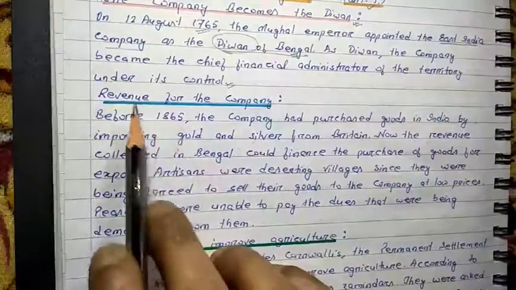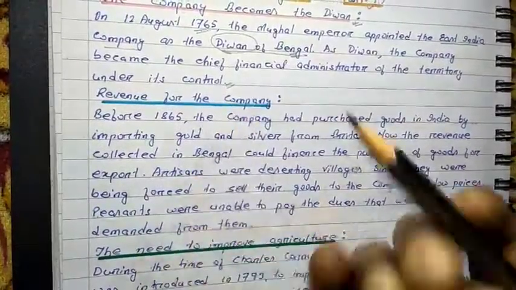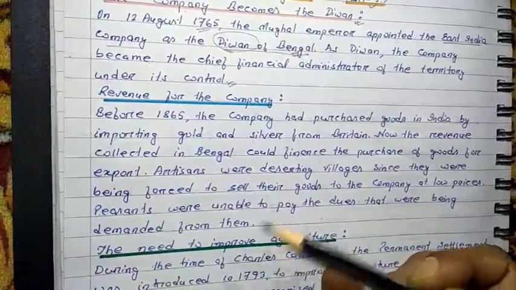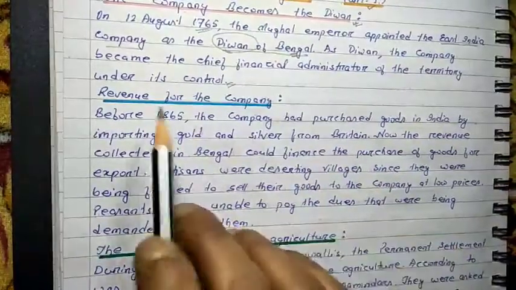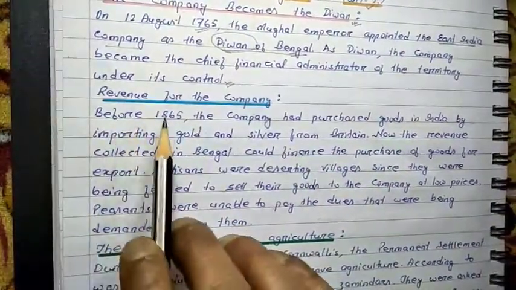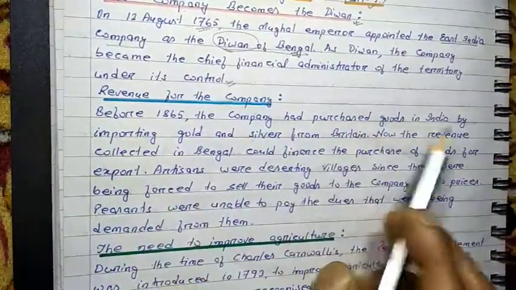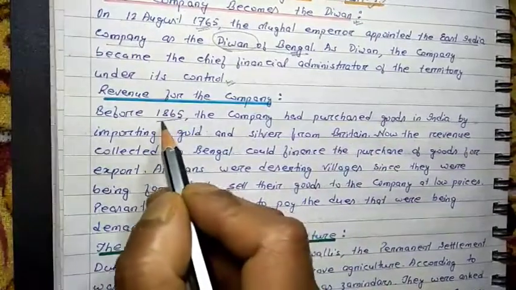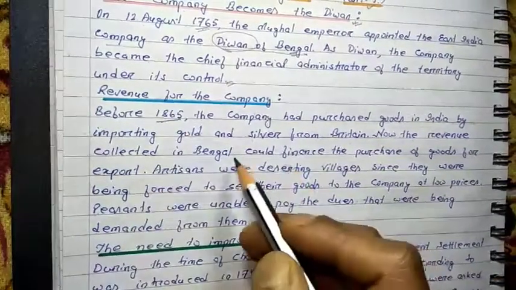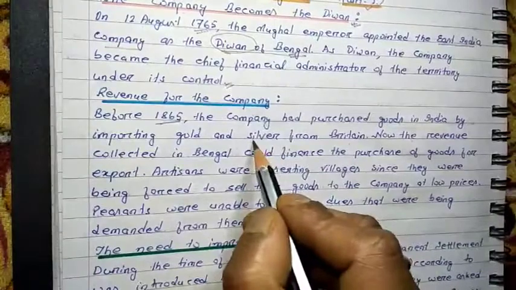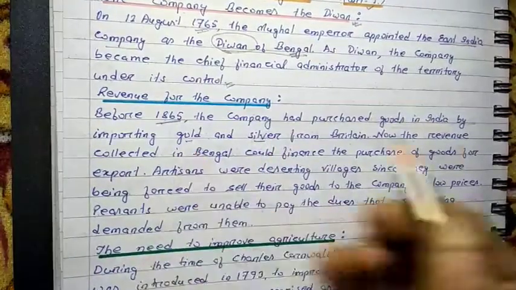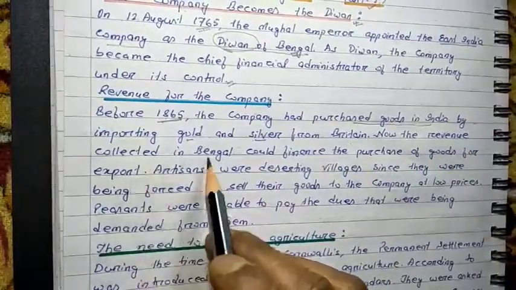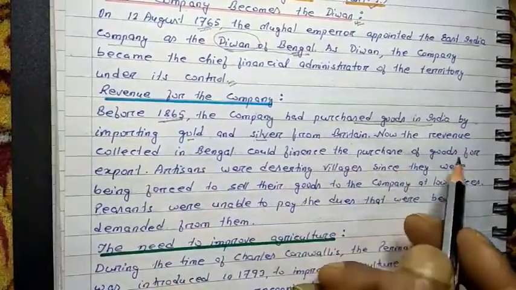Now comes revenue for the company. What was the benefit when the East India Company was made the Diwan of Bengal, or the benefit of the Diwani? See, before 1765, the company had purchased goods in India by importing gold and silver from Britain. Before that year, the East India Company brought silver and gold from their country and purchased the goods in India. Now the revenue collected in Bengal could finance the purchase of goods for export.